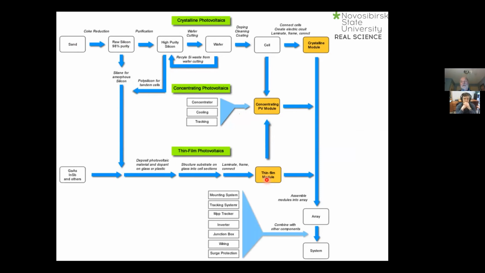The purpose of showing you these slides is not to go through the manufacturing process in detail, but just to give you a sense of what is behind the issues that we're going to be looking at in the next few slides about recyclability and sustainability of the technology.